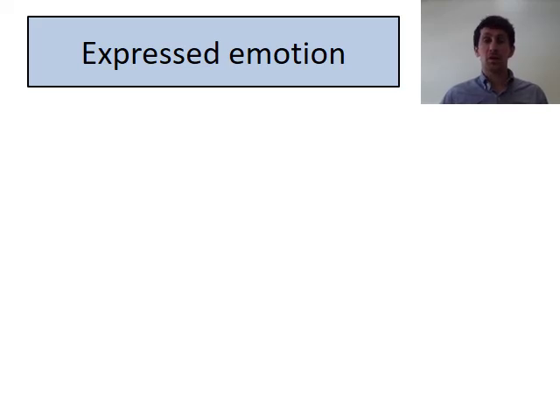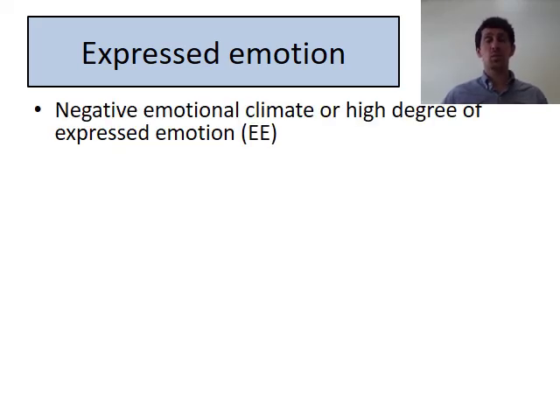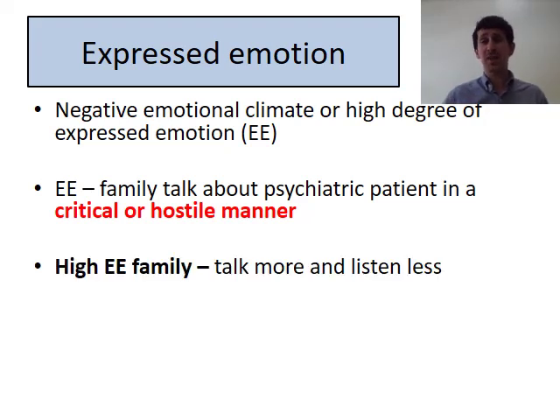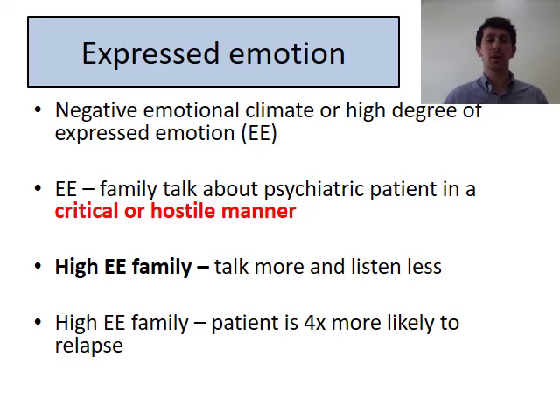The third family dysfunction we're going to look at is expressed emotion. This is where you get a negative emotional climate within the household, and it's called expressed emotion. EE families generally talk to a schizophrenic patient in a very critical or hostile manner. They'll be very nasty, very critical of what the patient's doing, very cold and condescending in what they're saying. And high EE families generally will be the families that talk more and listen less to a schizophrenic patient. So they'll talk, but they won't really listen to what the schizophrenic patient is trying to say.